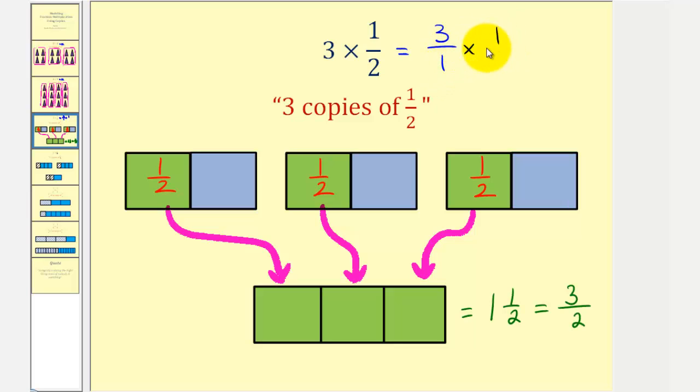Procedurally, to find this product, we would write 3 as 3 over 1 times 1 over 2, and then multiply the numerators and denominators since there are no common factors between the numerators and denominators. 3 times 1 is 3, and 1 times 2 is 2, so we have 3/2, which is equivalent to 1 1/2.